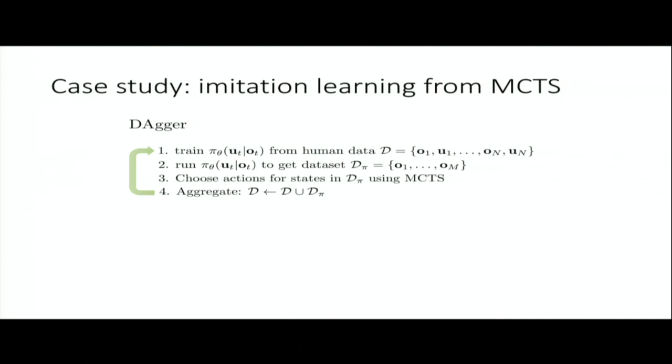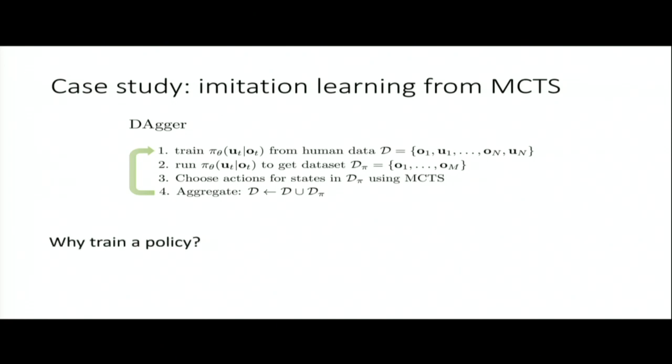So in step 3, you instead choose the actions in the states visited by the policy using Monte Carlo tree search. So you run the current policy, you see which states it visits, and from each of those states, you run Monte Carlo tree search to figure out which action it should have taken. And then you relabel those observations with that action. So this is an example of using Monte Carlo tree search and also an example of imitating an optimal planner, which we'll talk about more next week also.